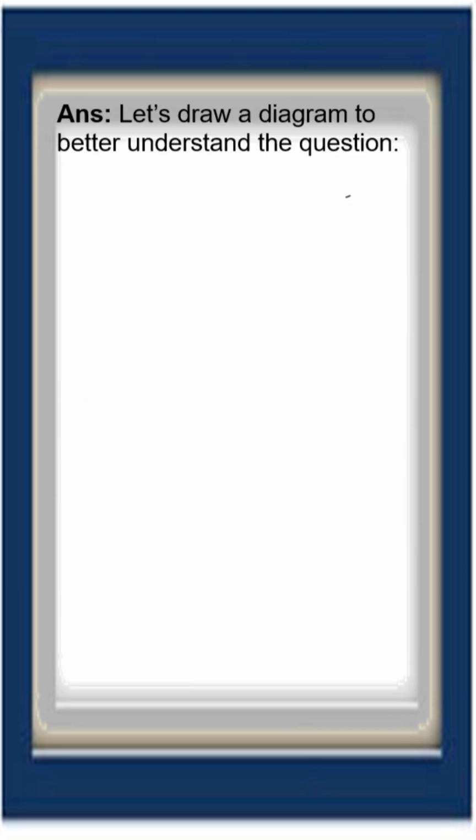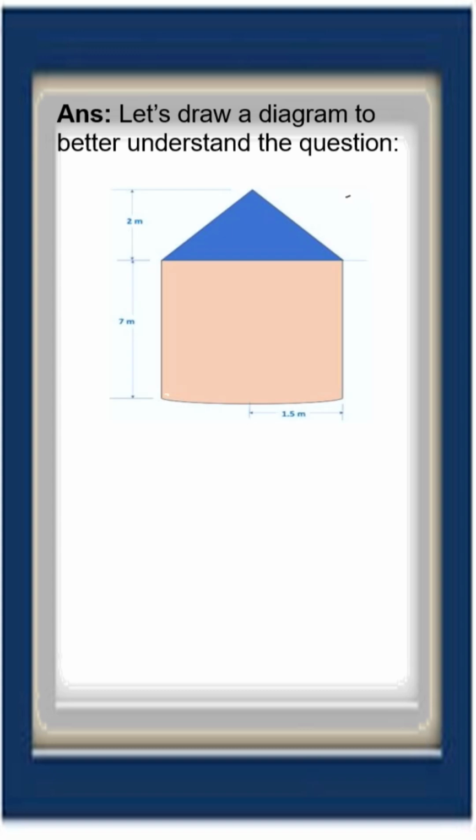Now let us draw a diagram to better understand the question. This is the figure of the silo. Here radius of the cylindrical part as well as the conical part is 1.5 meter. Height of the conical part is 2 meter. Height of the cylindrical part is 7 meter.